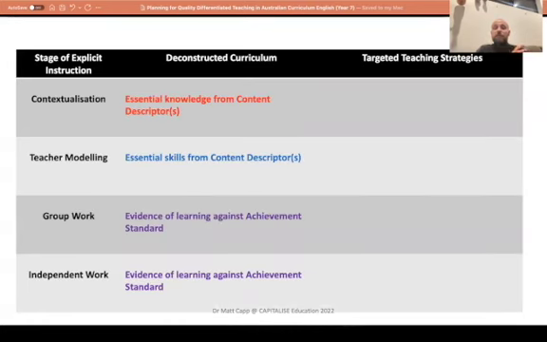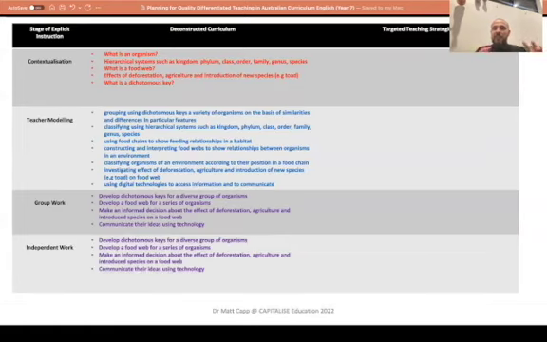Then we do the same with the independent work. So we've now worked out and deconstructed the curriculum and worked out what we're going to teach. So we're going to contextualize that essential knowledge. We're going to model independently and with the students the essential skills. Then during group work and independent work, the students are working towards essentially what the achievement standards are asking, not what teachers believe they need to do, but going back to the achievement standards and deconstructing them.